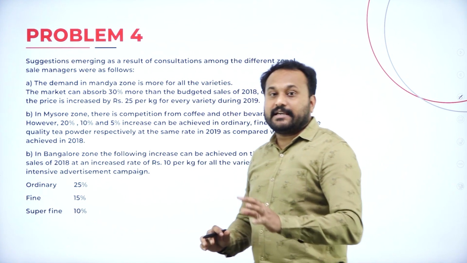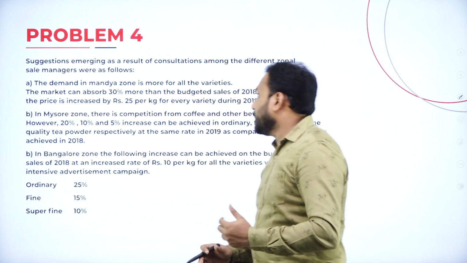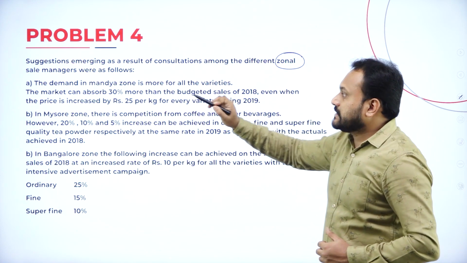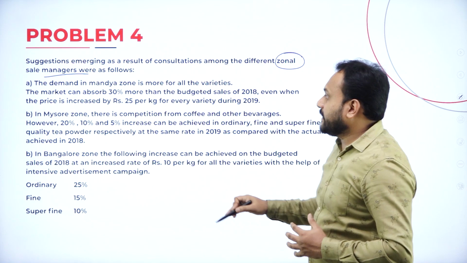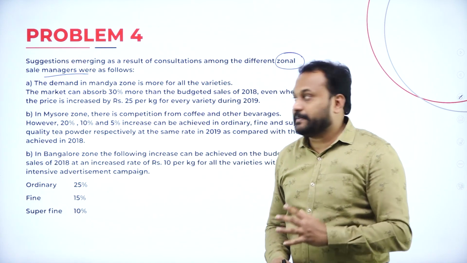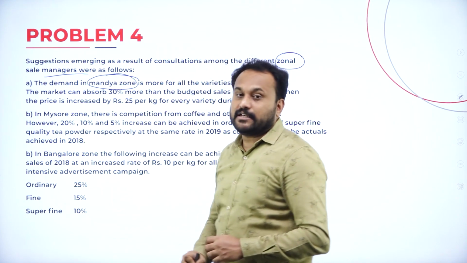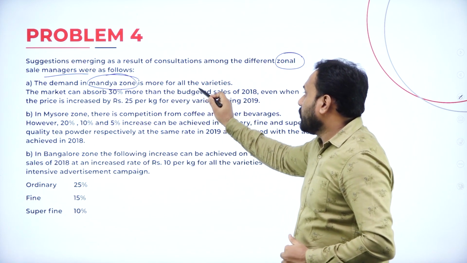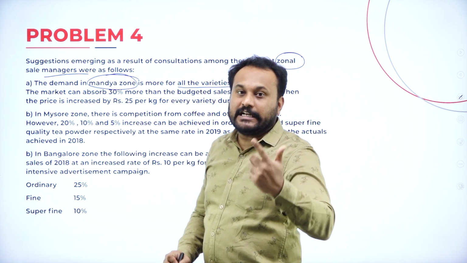Suggestions emerging as a result. There are suggestions. And that is what the results will be of consultation among the different zonal sales managers. So the sales manager is there. We have consulted the first one. The first adjustment says that the demand in Mandia zone. See, in Mandia zone, there is a demand. Let's see what is the demand. Is more for all the varieties. All varieties means ordinary, fine, super fine.